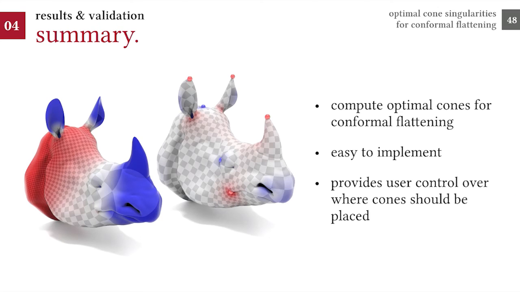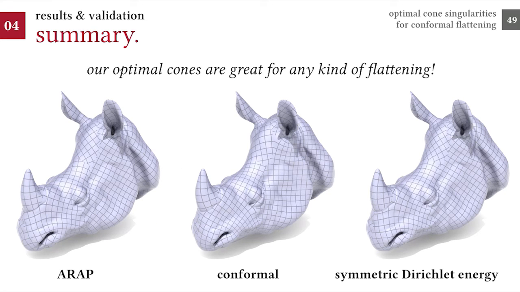In conclusion, we've really come up with this framework for computing globally optimal configurations of cone singularities for conformal flattening. The algorithm is extremely easy to implement and extremely extensible, allowing the user to have a lot of control over where cones should go. What we see also is that our optimal cones are also really great for other kinds of flattening as well. More importantly, though, what we start to see is that conformal maps are a lot nicer than a lot of us would have expected. By adding just a few cone singularities, we can really reduce distortion.